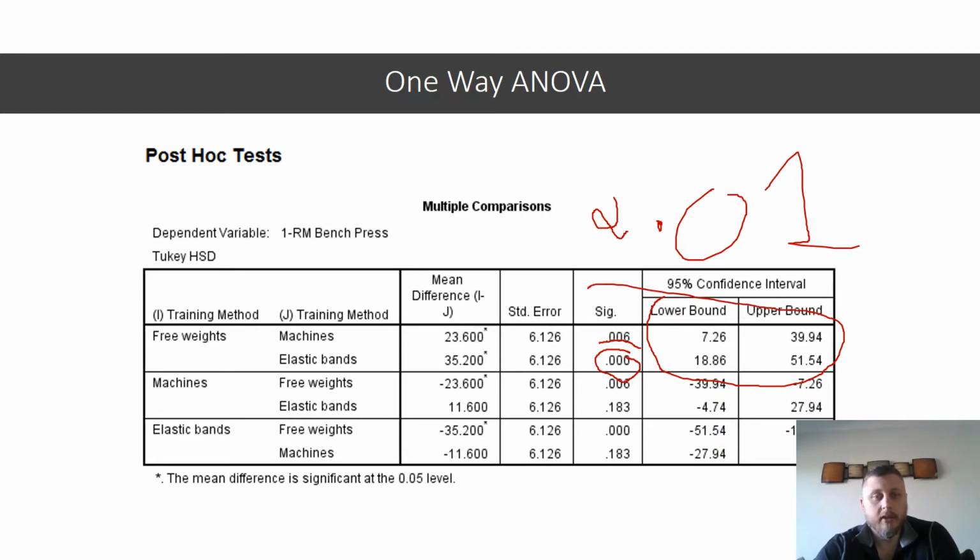Machines, right? Then you compare machines to free weights. Machines to free weights had a negative balance. Machines, again, had a 0.6 significance, and then comparing the machines to elastic bands, had a mean difference there, significance. Now this significance, right? This significance is above the 0.01, which means that's not a good one to go with.